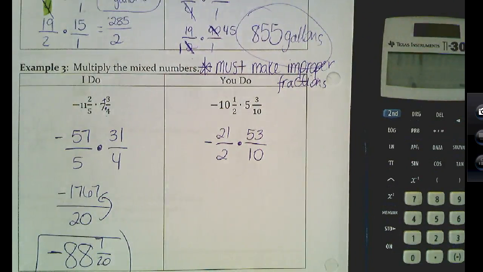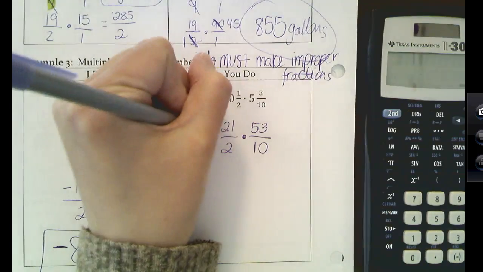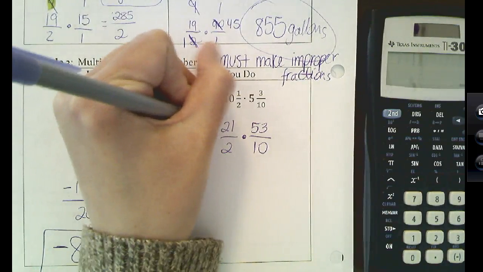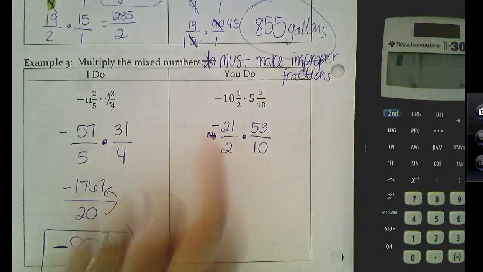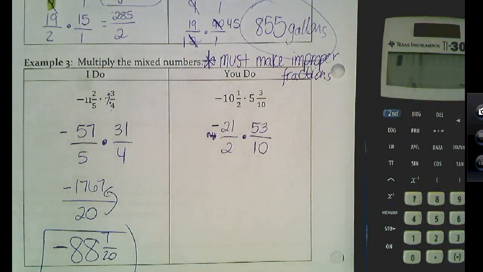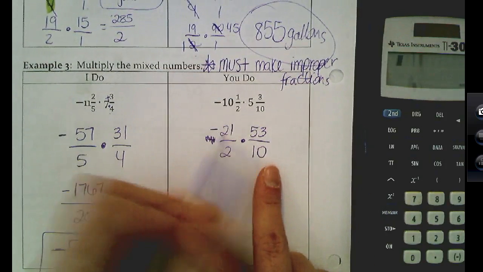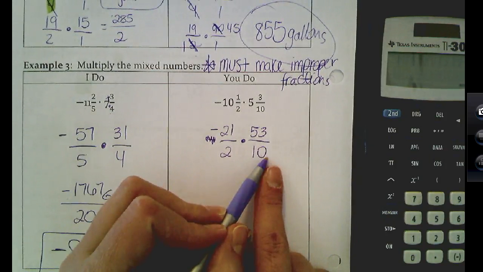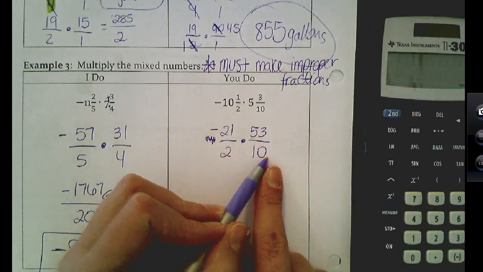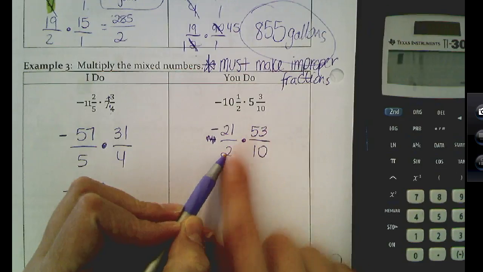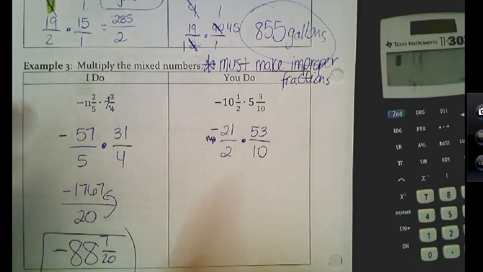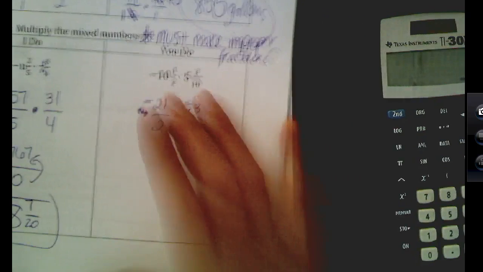Now, someone just asked a really good question. She said, shouldn't you put the negative in your numerator? And she's exactly right. That's technically a negative 21. So let's look at negative 21 and 10. Off the top of your head, can you cross cancel anything? I don't think so. How about 2 and 53? No, that's multiply.